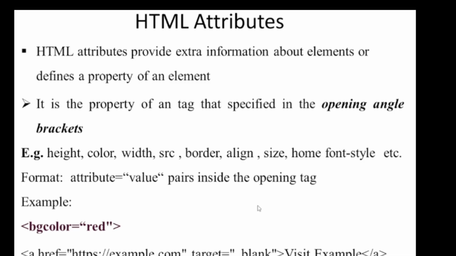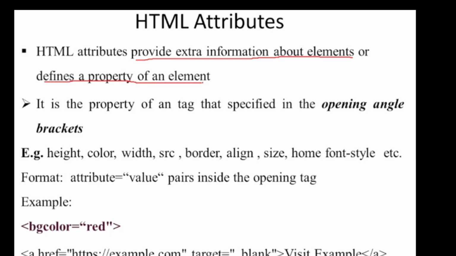The other one is HTML attributes. What do you mean these attributes? Why we need these attributes? Attribute means a property of tag that specified in opening angle brackets. Any tag that is specified in opening angle brackets, we can say attributes. Why we need attributes? In order to provide extra information about elements, or define property of the element.